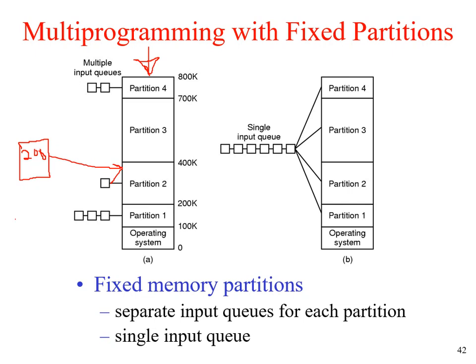If I have another block, this block is 450. I now have partition 1, 3, and 4. Where would I put it?